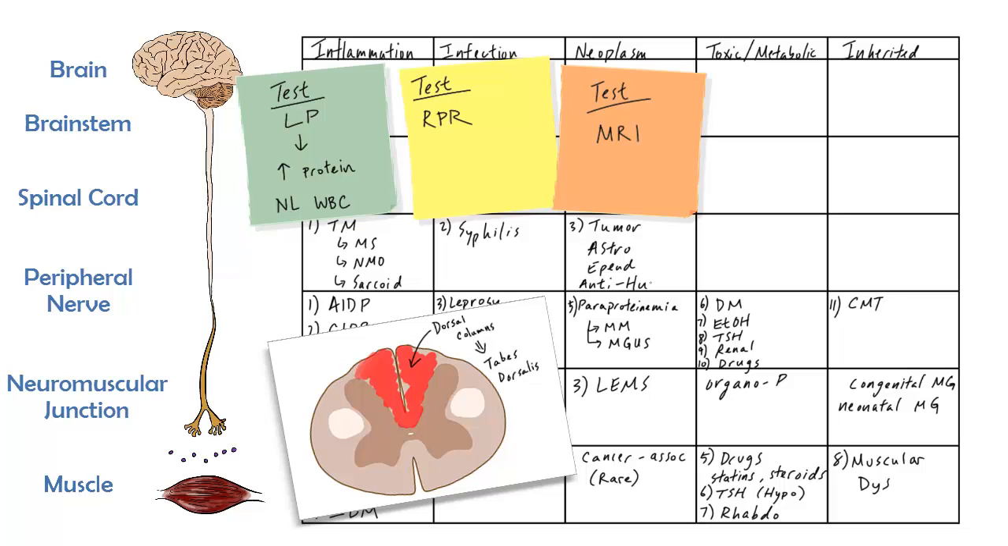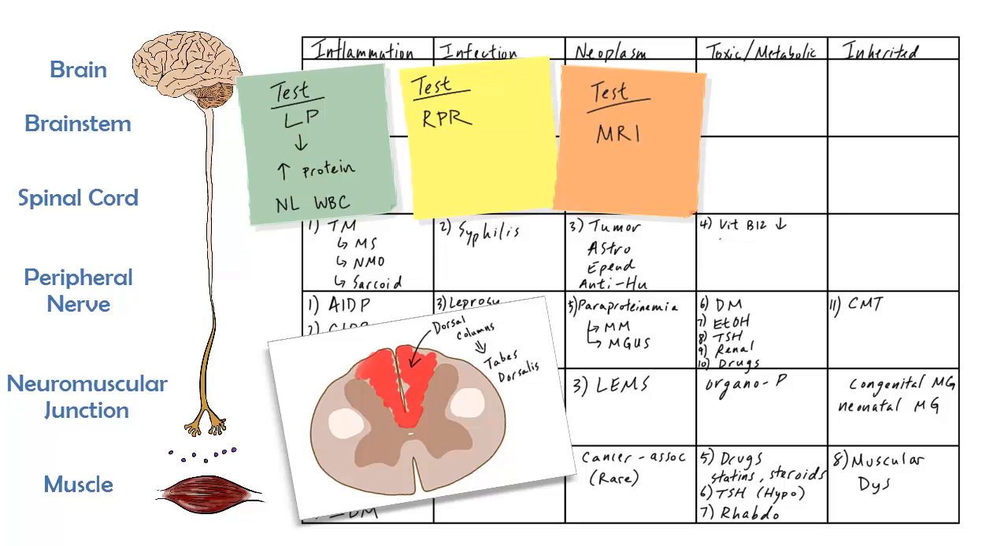What about toxic metabolic conditions? The classic one is probably a vitamin B12 deficiency. Anybody know what the other name of that is? What's the other name of vitamin B12 deficiency? Subacute combined degeneration. Yeah, it's degeneration. Degeneration is just dying of cells. That's from nutritional loss of the B12. And this often presents over the course of several months progressively.